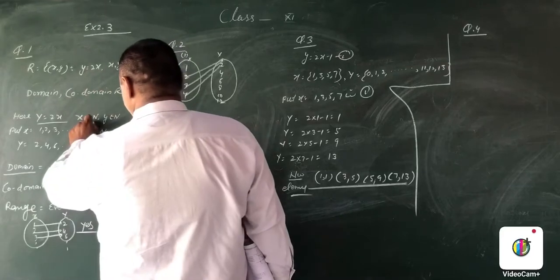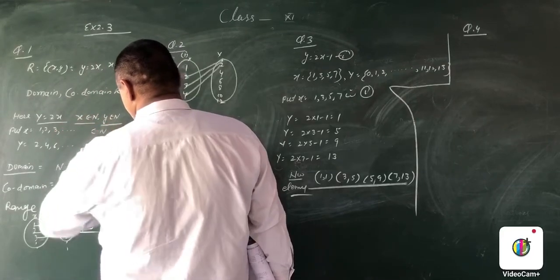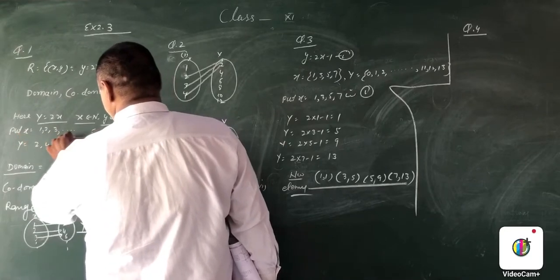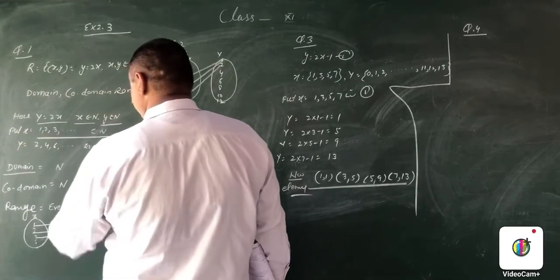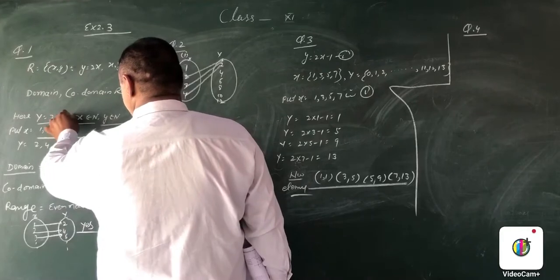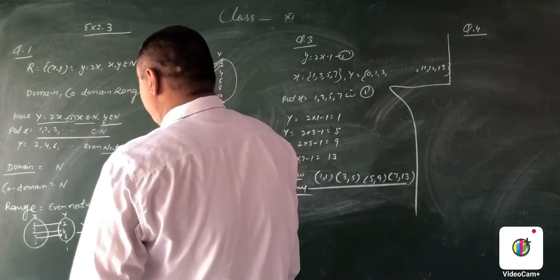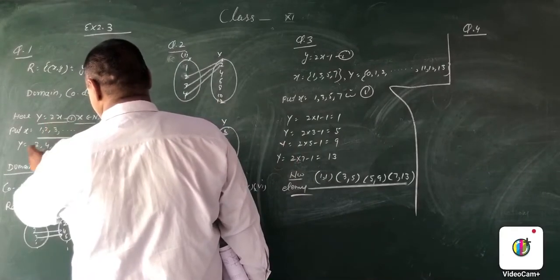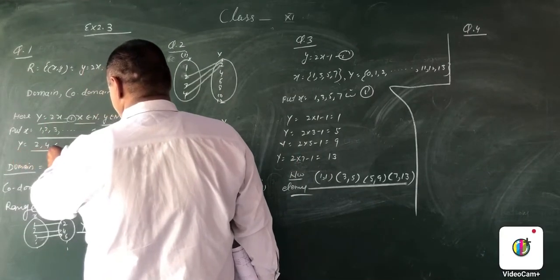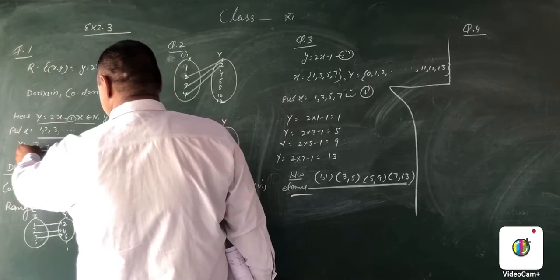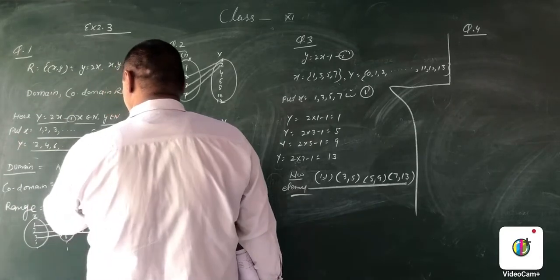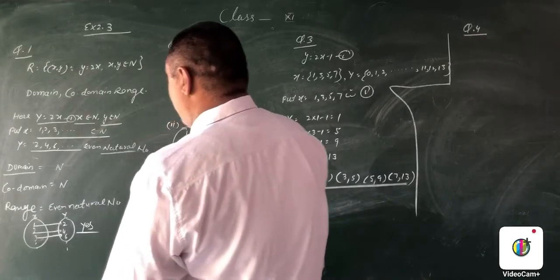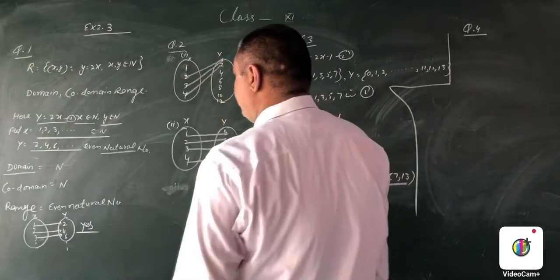x belongs to natural numbers, y belongs to natural numbers. So now we put the values x equal to 1, 2, 3, which belong to natural numbers, in y is equal to 2x. If we put the values 1, 2, 3 and so on, we get the values 2, 4, 6. These are also natural numbers, but these are even natural numbers. So now we have to find the domain.